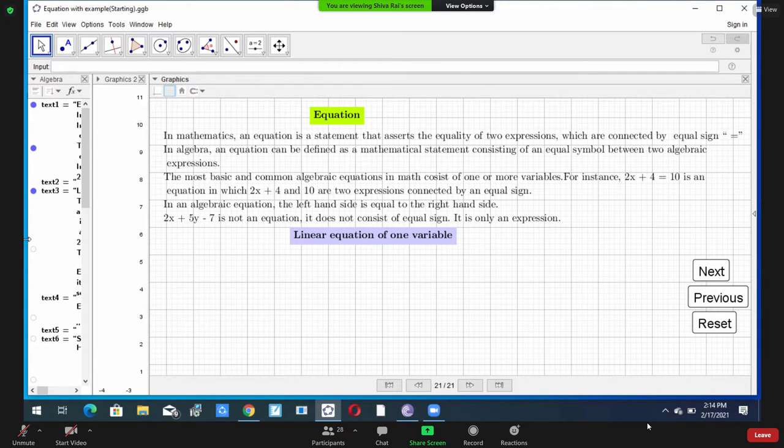Okay, another example, 2x plus 5y minus 7 is not an equation. Why? 2x plus 5y minus 7 is not an equation. Why not equation? It doesn't consist of equal sign. It means it doesn't have equal sign.